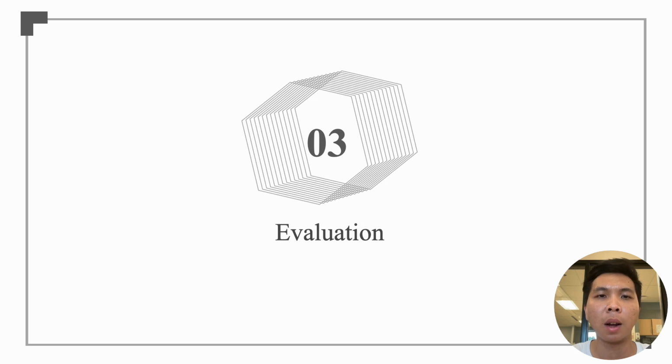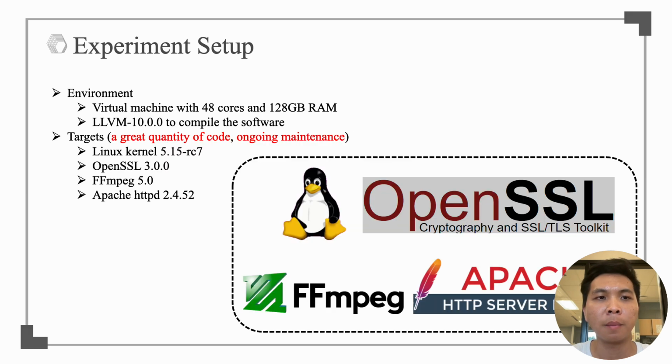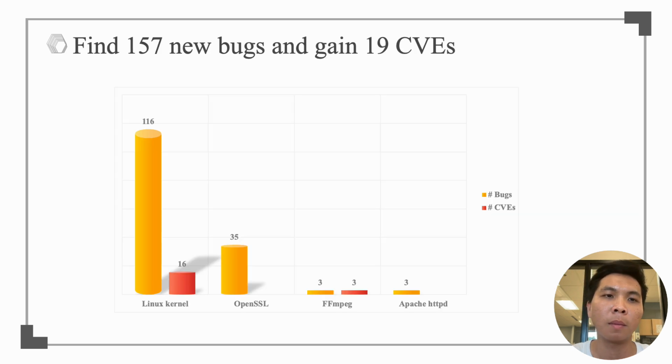Finally, these are the evaluation results. The experiments were performed on a virtual machine with 48 cores and 128 GB RAM. Moreover, we compiled the software using LLVM10. We have evaluated API Miner with Linux kernel, OpenSSL, FFmpeg, and Apache HTTPD, which have a great quantity of code and ongoing maintenance. Our tool found 157 new bugs and gained 19 CVEs.